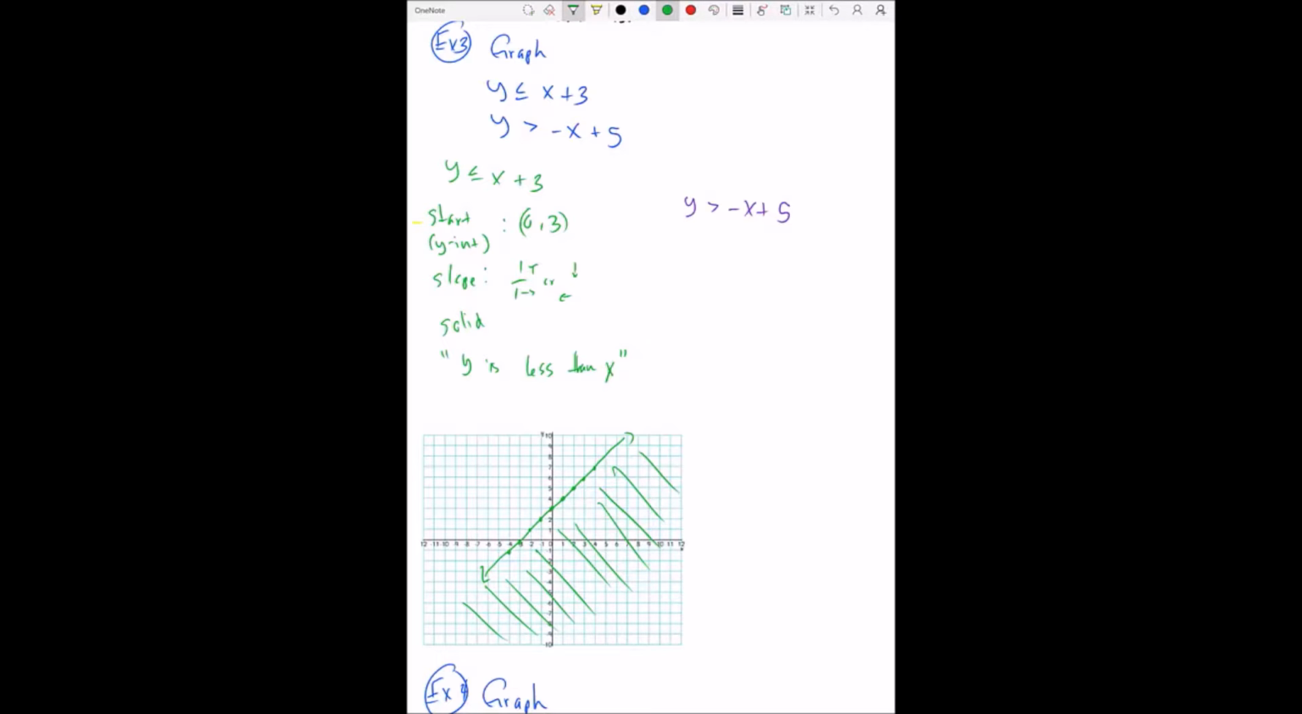Alright, we're going to do the same exact thing to the purple one and put it on the same graph. So for our next one, we have our start, which is our y-intercept, of 0, +5. We have a slope of -1/1, so I go down and right or up and left. And then it's going to be a dotted line, and it's y is greater than x.